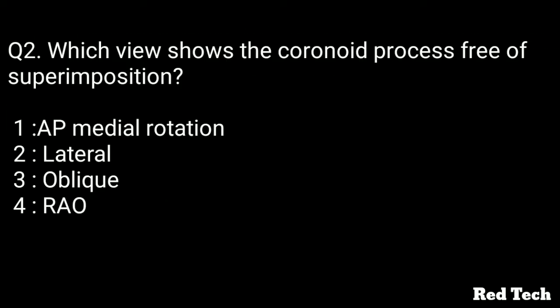Question number 2. Which view shows the coronoid process free of superimposition? Option 1 is AP medial rotation, option 2 is lateral, option 3 is oblique, and option 4 is right anterior oblique. So the question basically asks that when we take a position of the forearm, the radius and ulna do not superimpose on each other. So both bones look separate in the view. That view is asked in the question.